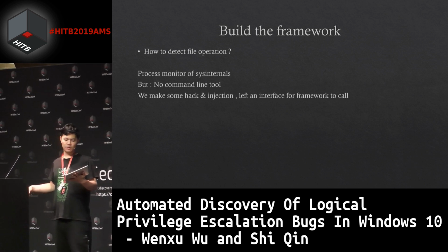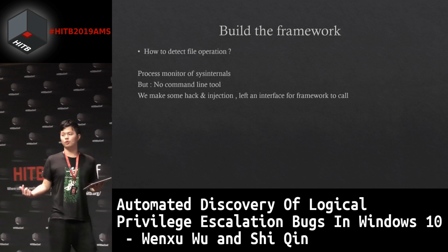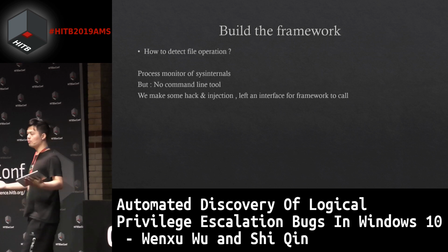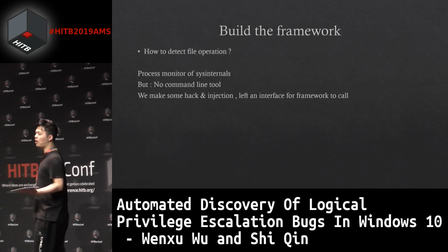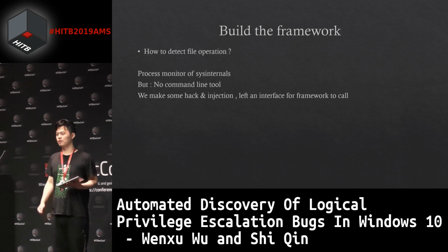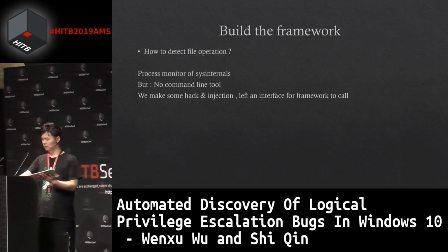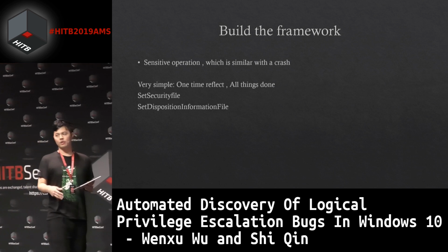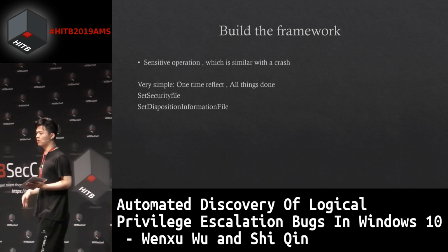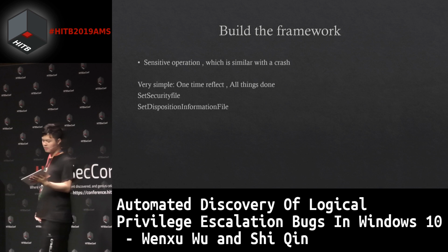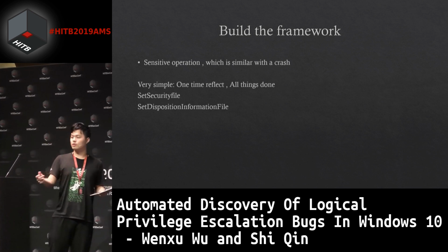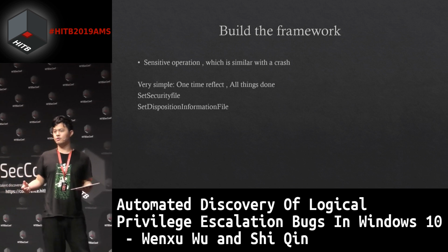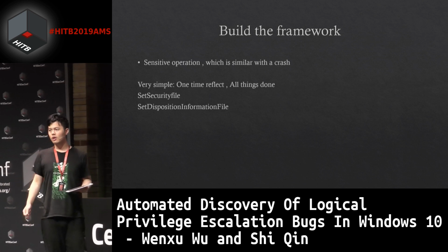We started to think about Process Monitor and other system internal tools. But unfortunately, there is no command line tool. So we made one and left interfaces for our framework to catch sensitive operations, like file operations. This is very similar to catching a crash in memory corruption bugs. And it's very easy to validate those operations, just like we validate a crash in memory corruption if there is any use after free or out of bounds read.